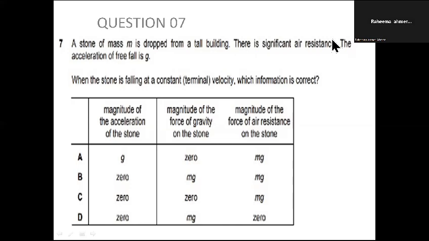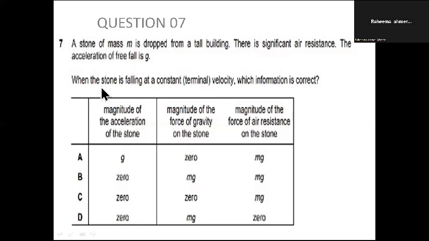So let's begin. Question 7. A stone of mass M is dropped from a tall building. There is significant air resistance. Now don't forget that air resistance in this question is not negligible. The acceleration of free fall is g, which is 9.81 for Earth. When the stone is falling at a constant terminal velocity, which information is correct?